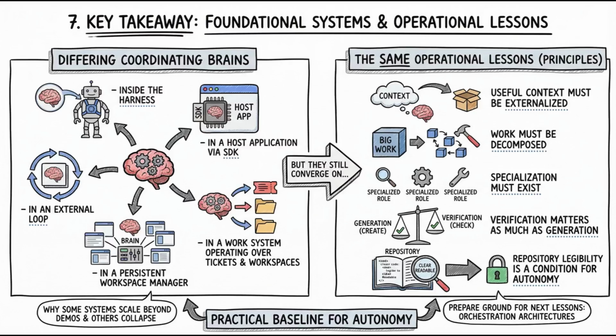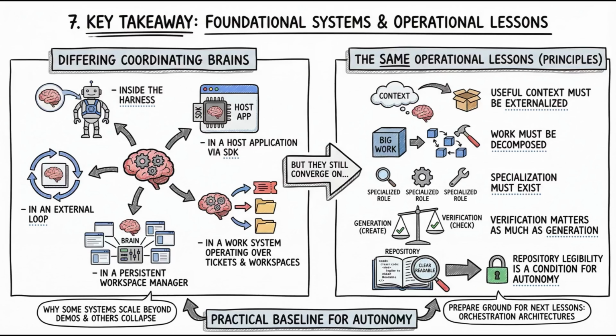Let's wrap up with our key takeaways. Throughout this course, we've explored several foundational systems. You've likely noticed that the coordinating brain of these systems can live in quite a few different places. It might be housed inside a testing harness or run in an external loop. It could be managed by a persistent workspace manager embedded into a host application via an SDK, or even operate across a broader work system using tickets and workspaces. But despite these structural differences, all of these systems ultimately teach us the exact same operational lessons.